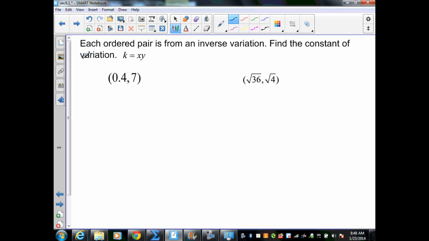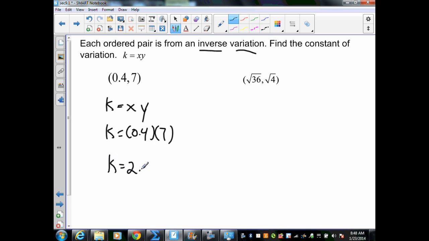In this example, each ordered pair is from an inverse variation. Find the constant of variation. I know to determine the constant of variation, the K in an inverse variation equals the product of X times Y. Well, I'm given an X and a Y in my ordered pair. Therefore, K equals X times Y. K equals 0.4 times 7. K equals 2.8.